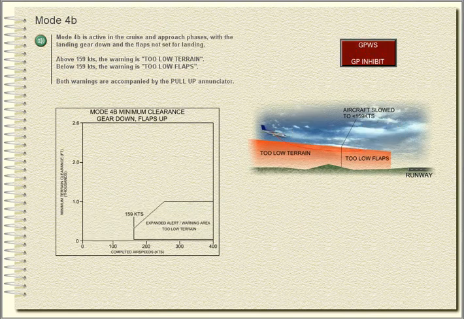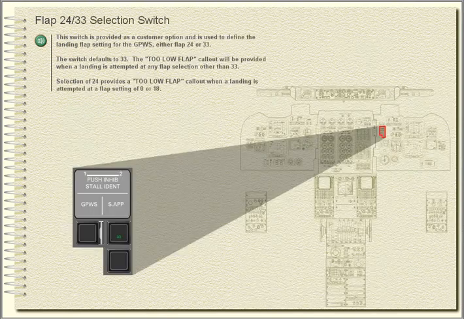Mode 4B. Mode 4B is active in the cruise and approach phases, with the landing gear down and the flaps not set for landing. Above 159 knots, the warning is "Too low terrain." Below 159 knots, the warning is "Too low flaps." Both warnings are accompanied by the pull-up annunciator. Too low terrain. Too low flaps.